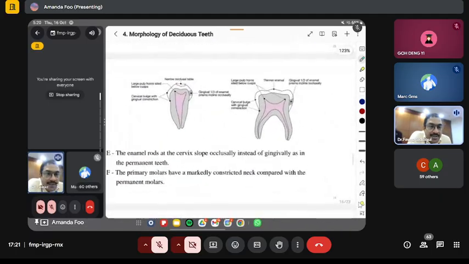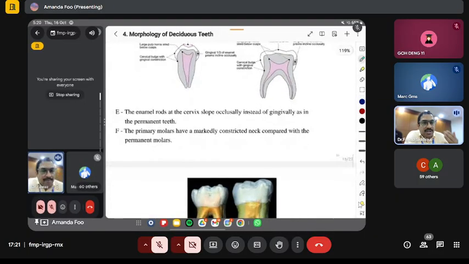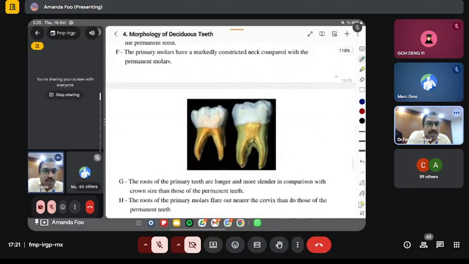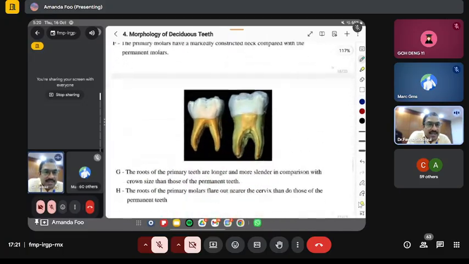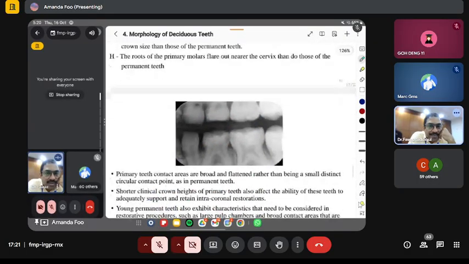Okay, so now we will skip because now this is physical. It's just repetition of what I've already told you. So you can just follow the text, and the photograph is given. You can just compare to the text. Again, we are looking at the roots and the flaring and things like that. We go to the next one.